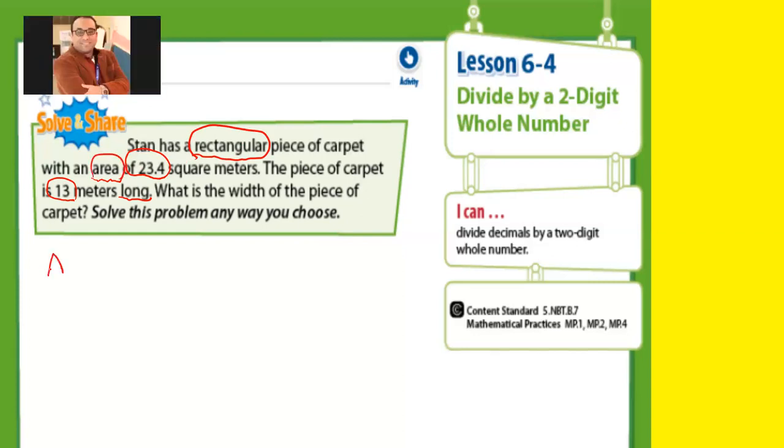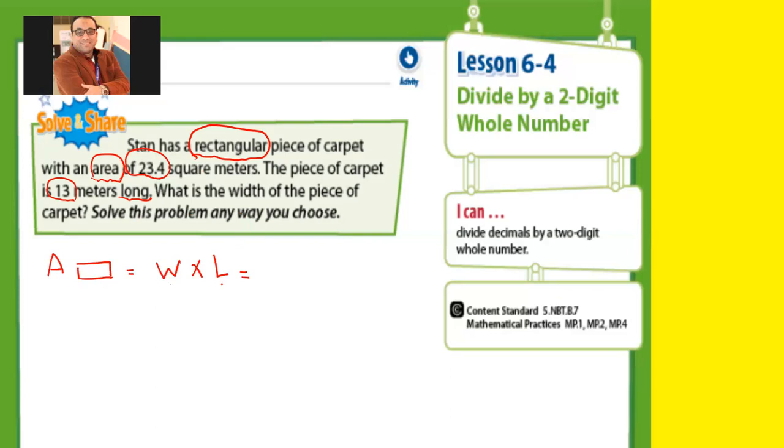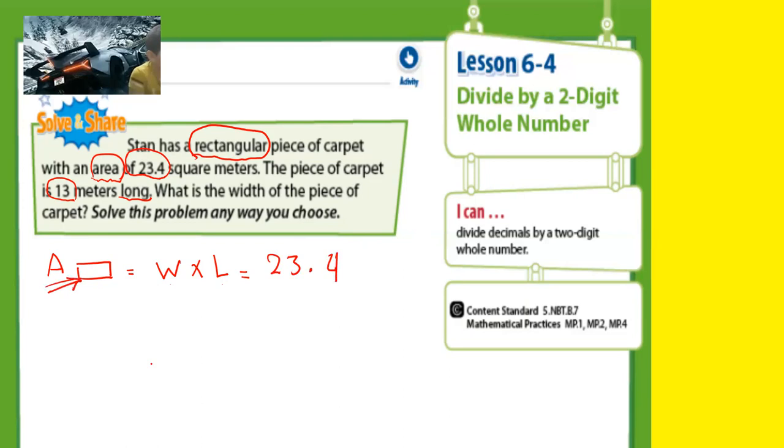Look at the screen, everybody. The area of a rectangle equals what? Width multiplied by length. Am I right? He told you that I don't know what the width is, multiplied by this length, I don't know what the length is, all multiplied together to get 23.4. This is the total area. He told me that in the problem.